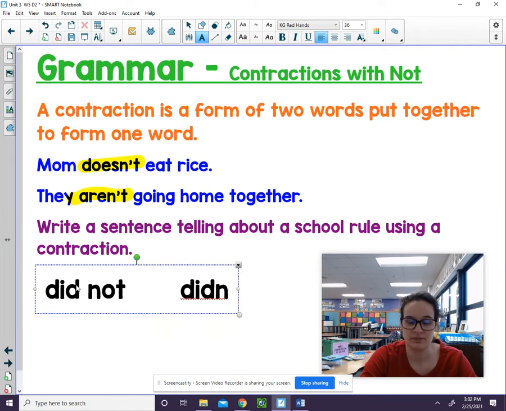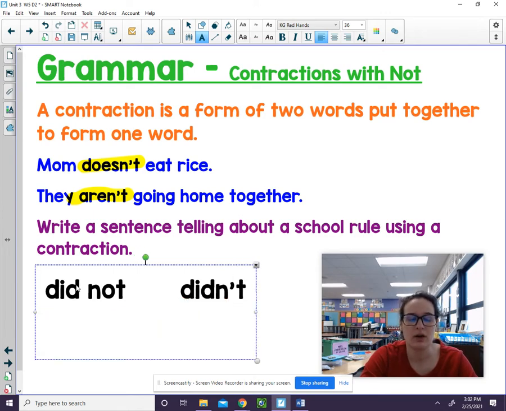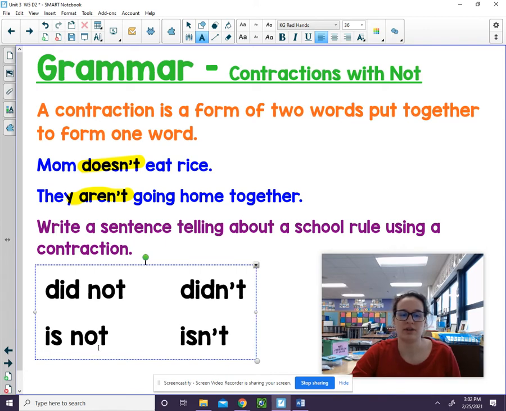D-I-D-N apostrophe T. Let's try one more. We're going to do is not. We want to make it into isn't. So tell me, how can I write it? I-S-N apostrophe T. Again, notice we got rid of the space and the O.